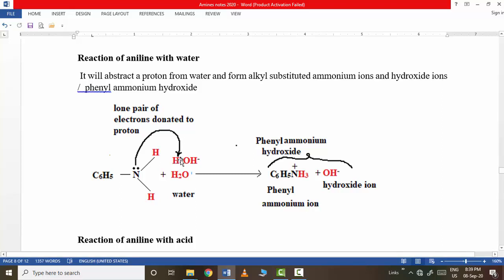So it is donated, hydrogen is abstracted. You can see earlier you have only two hydrogen in the aniline. Now you have the three hydrogen. So C6H5NH3 plus and OH negative ion, the two together can be considered as phenylammonium hydroxide. Separately they can be written as phenylammonium ion and hydroxide ion.